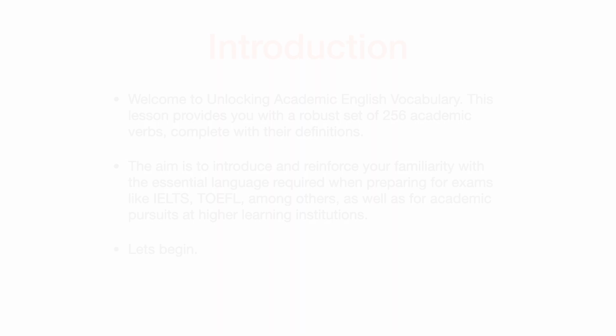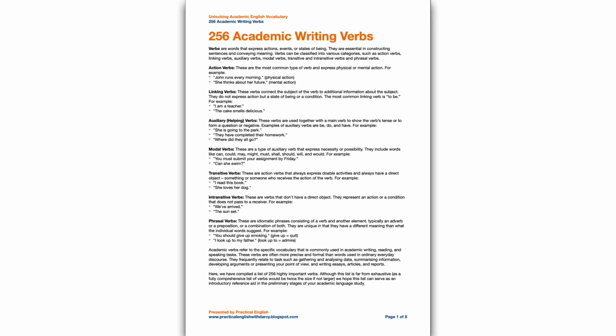Let's begin. Verbs are words that express actions, events, or states of being. They are essential in constructing sentences and conveying meaning. Verbs can be classified into various categories, such as action verbs, linking verbs, auxiliary verbs, modal verbs, transitive and intransitive verbs, and phrasal verbs. Action verbs. These are the most common type of verb and express physical or mental action. For example, John runs every morning. Physical action: she thinks about her future.